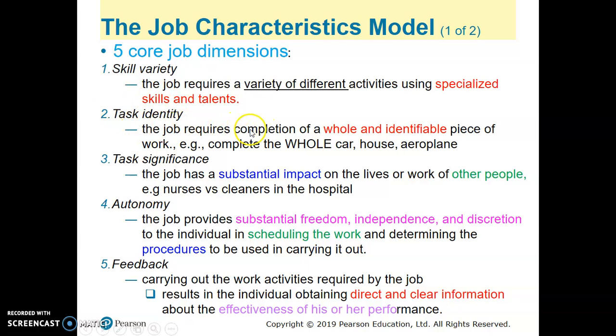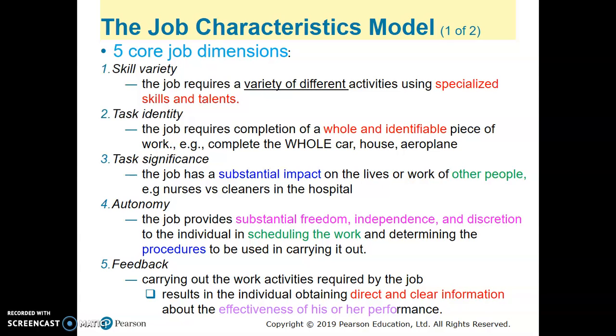Next is task identity. Sometimes if you're working in a factory, for example, you need to specialize in performing a certain job, not the whole job, but just the completion of one part of the whole job. But task identity relates to completion of a whole and identifiable piece of work. For example, if you build a house, and you just build kitchens or just a bedroom, it's not considered task identity. It's task identity when you can identify that the job you performed is actually yours, performed by you.